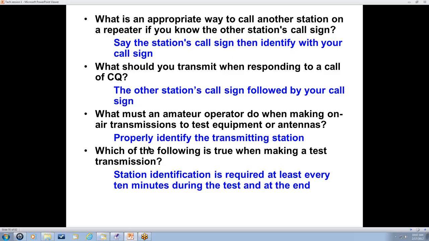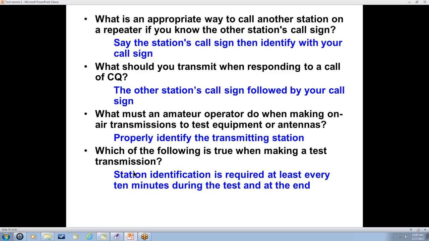What must an operator do when making on-air transmissions to test equipment or antennas? Be sure you transmit your identification anytime that you transmit on the air. It's something that some people fail to do, and they'll also key up a repeater just to see if they can get it or not identify who they are. But that's an illegal transmission if you haven't identified it. It's fairly common, but it's not legal.